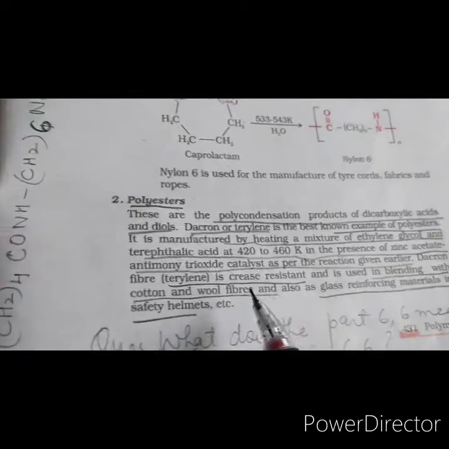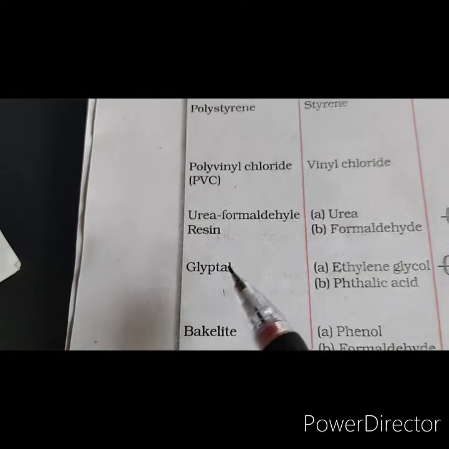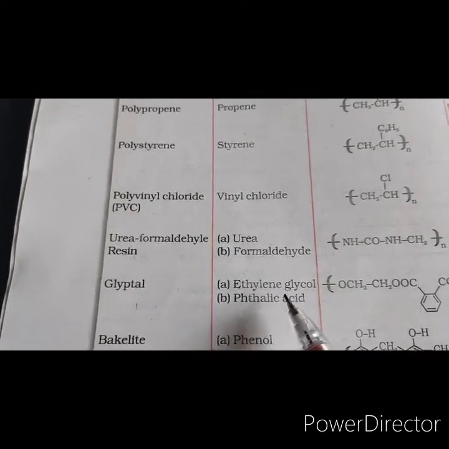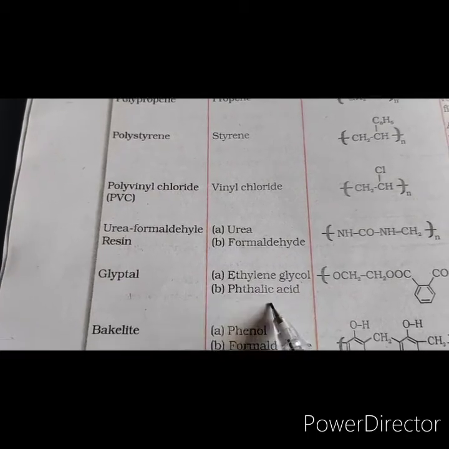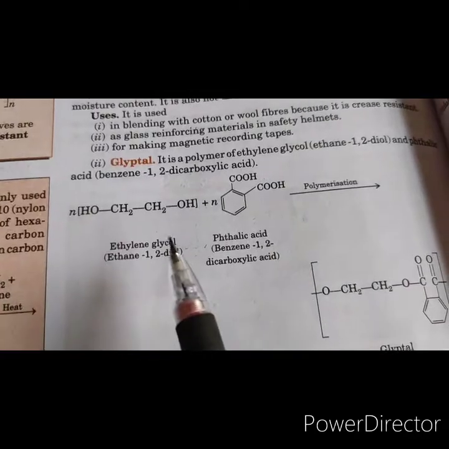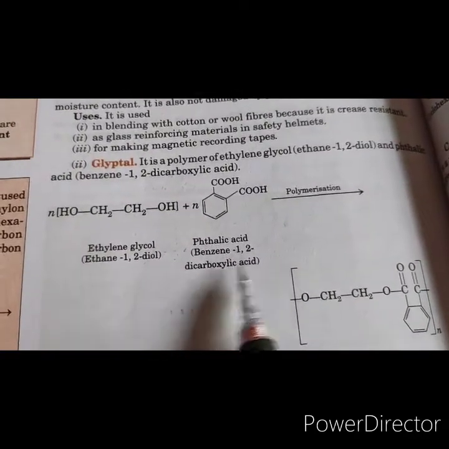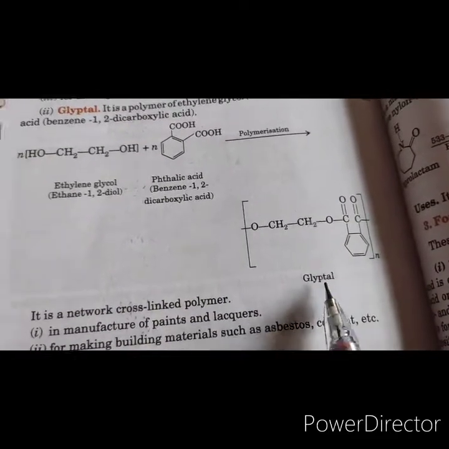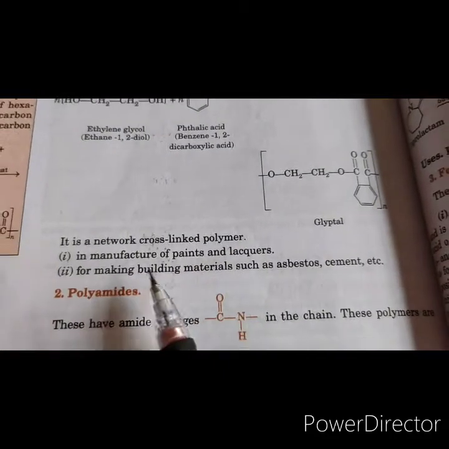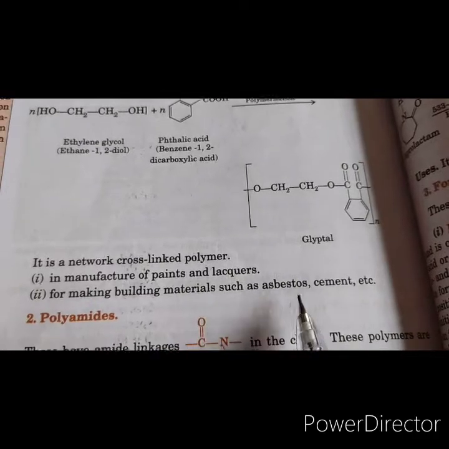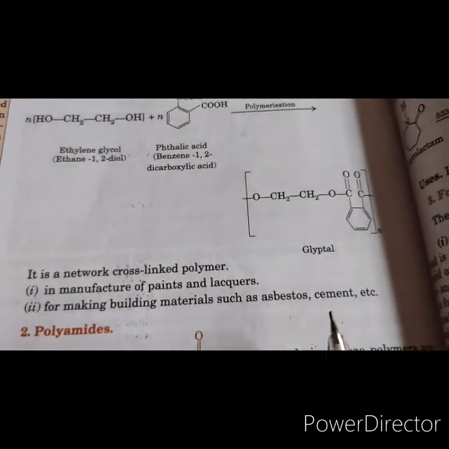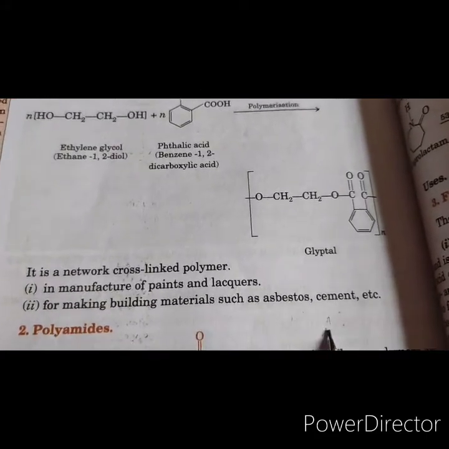Okay, now another polyester which is given in the tables at the back of your chapter, let me show you, is glyptal. This is another polymer which comes under polyesters. It is formed from the diol ethylene glycol and the dicarboxylic acid, phthalic acid. I'll show you here the preparation of glyptal. This is ethylene glycol and this is phthalic acid, which is benzene 1,2-dicarboxylic acid, and it polymerizes to form glyptal. It is a network cross-linked polymer and it is used in the manufacture of paints and building materials such as asbestos and cement. Again, in these you need to remember the name of the monomer, the structure of the monomer, and the uses.